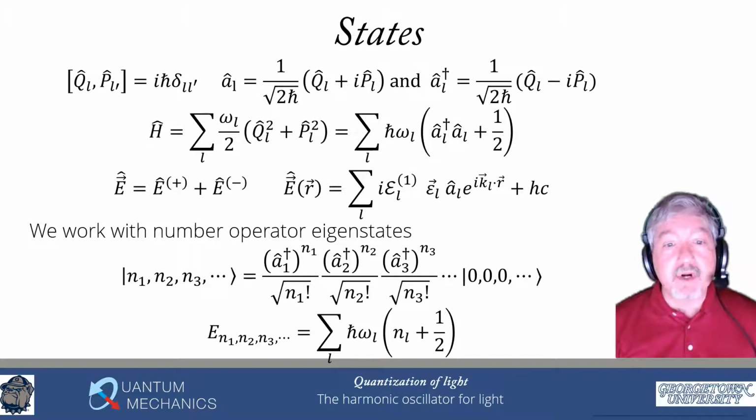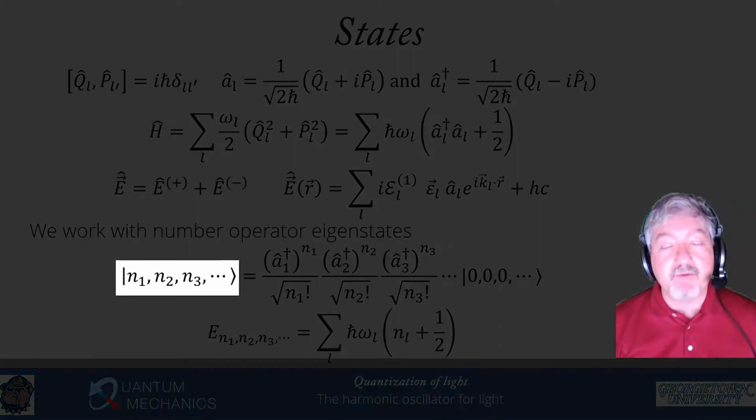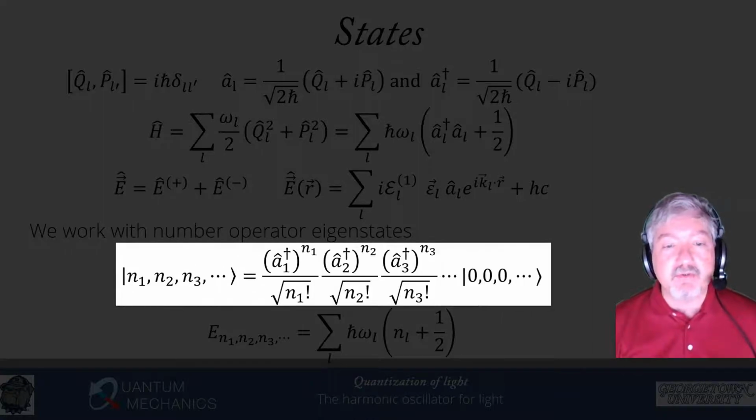We also work with number operator eigenstates. We're going to write those eigenstates in terms of the mode numbers, how many photons are in each mode. So I have modes numbered 1, 2, 3, 4, etc. And then the number of photons in each mode is n1, n2, n3, etc. And we just construct those in terms of a daggers raised to the proper power divided by the square root of the corresponding n factorial. So I'll have a dagger 1 raised to the n1 divided by square root of n1 factorial, and a dagger 2 raised to the n2 divided by square root of n2 factorial, etc., all acting on the vacuum state, which is the case where I have 0 photons in each mode number. So we just represent that as 0, 0, 0, etc.